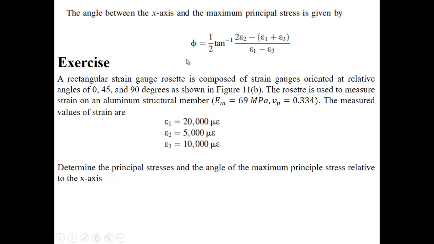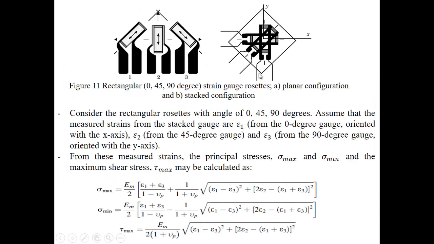Okay, so we go to the example before we finish our topic. A rectangular strain gauge rosette is composed of strain gauges oriented at relative angles 0, 45, and 90 degrees as shown in figure 11b. So this is how it is.